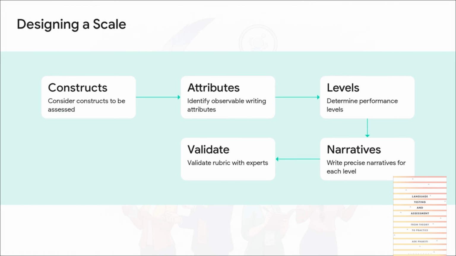So, how do we actually build one of these? Let's systematically walk through the steps for developing a customized rating scale. First, you must consider the constructs. What exactly are you measuring? Second, identify observable attributes in the writing that reflect that construct. Third, determine your performance levels, say a scale of 1 to 5. Fourth, write precise, distinct narratives for each of those levels.